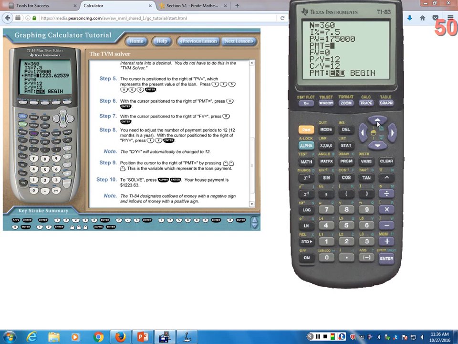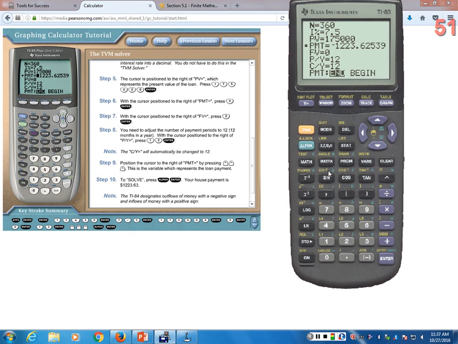I want to know what my payment's going to be. And then I'm going to hit not the second key, this is different, the Alpha key, and Enter. So there's your payment amount. You pay $1,223.63 every month for that house. Okay? And you do that for 30 years.